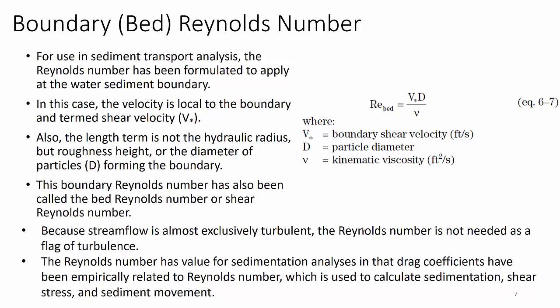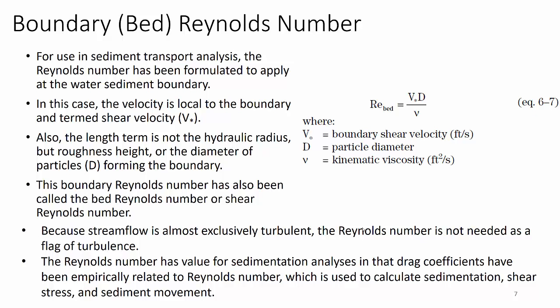Again, context. I'm sorry, we need about 50 more Greek and Russian and Chinese letters in order to make all of these equations so they don't overuse the same letters. So the boundary Reynolds number has also been called the bed Reynolds number or shear Reynolds number, which is what you see here: the boundary shear velocity times the particle diameter over the kinematic viscosity.